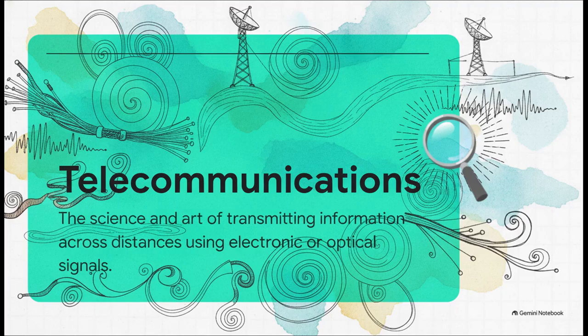But before we trace that evolution, we really need to define our baseline. Telecommunications is essentially the science and art of transmitting information across distances using electronic or optical signals. Whether we're talking about a classic copper wire, a fiber optic cable, or the invisible electromagnetic spectrum, everything we're discussing today still fundamentally relies on moving raw signals across physical boundaries.